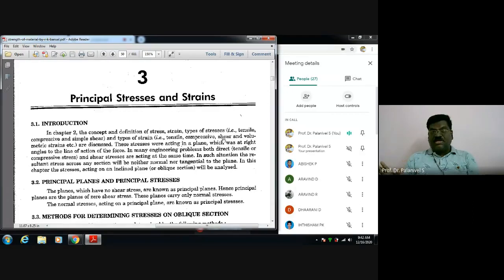Suppose in a body, in any plane, only normal stress alone acts, without any shear or tangential stress, that plane is said to be a principal plane. The stresses acting in that plane are said to be principal stresses. Okay, that's a brief introduction I have given. Now we are going to see all those things in a theoretical way. In this unit, I am going to discuss that with you.